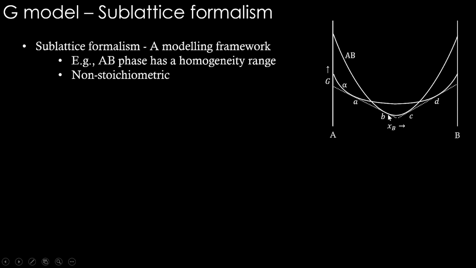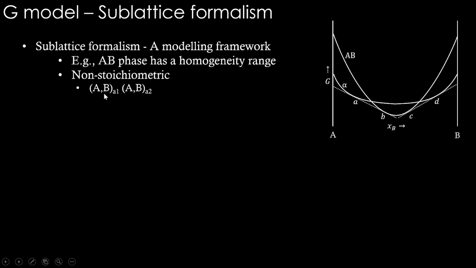and you can see between A and B, these 2 points where the common tangent touches, between these overall compositions we will have two phases, alpha and AB, and between C and D also we will have alpha and AB, two phases, right? But between B and C we will have a single phase AB stable. So this is a range of composition over which AB is going to be stable, right? So this is what we want to model now.